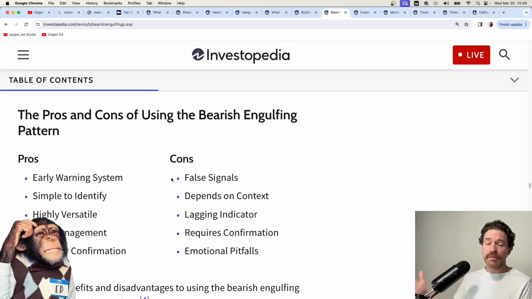And some cons can be false signals. I've definitely seen those. It can also depend on the context. You've got to look at the bigger picture, the trend leading up to it. That is going to be very important.